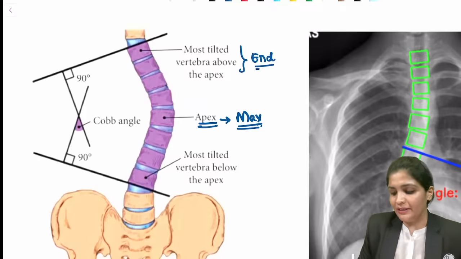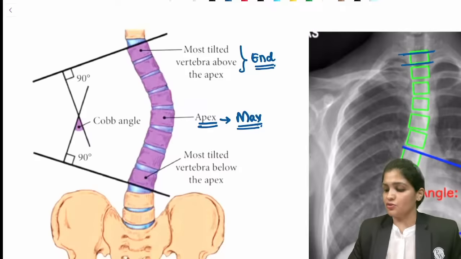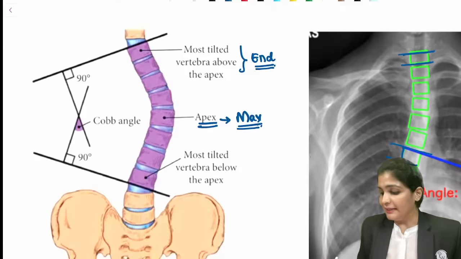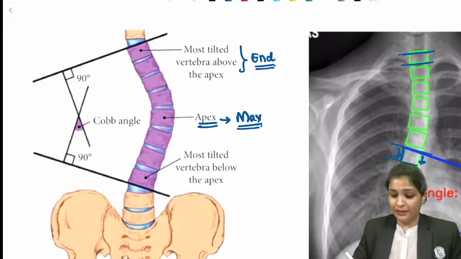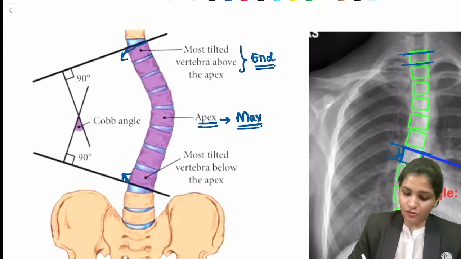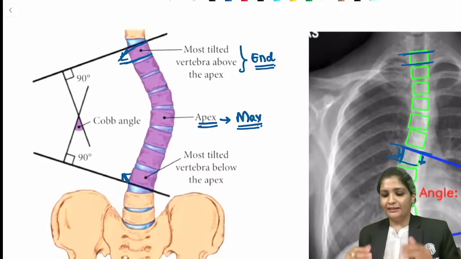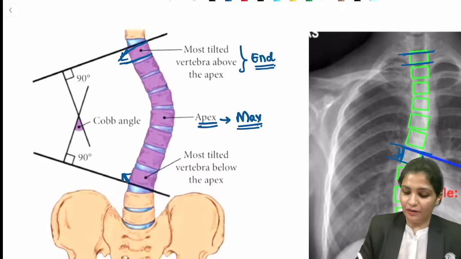So how do you identify the end vertebra? You have to draw a line along both end plates. If they are parallel, that means it is not involved. If the width is decreased and it is participating in the curve, it is tilted, right? These lines are converging somewhere here. So this is your end vertebra.